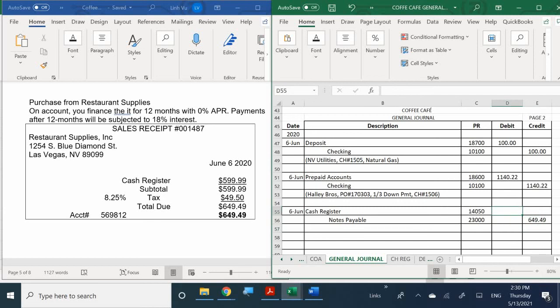$49.49 plus the tax, because that's how we get the asset to our store. We're subject to paying in-store sales tax. So that's going to be included as part of the price of the asset. So in this case, my asset is $649.49. Okay. And once again, who did we buy this from?